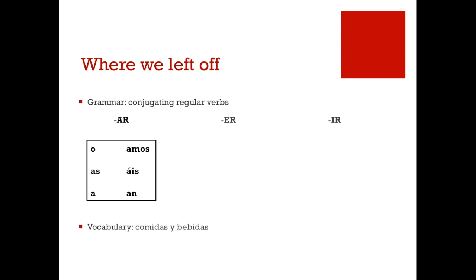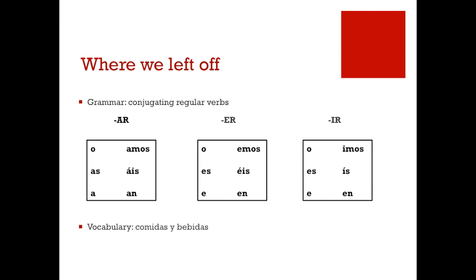ER verbs. Endings are o, es, e, emos, éis, en. IR verbs. Endings are similar to ER verb endings, but the nosotros and vosotros forms change. The endings are o, es, e, imos, ís, en.